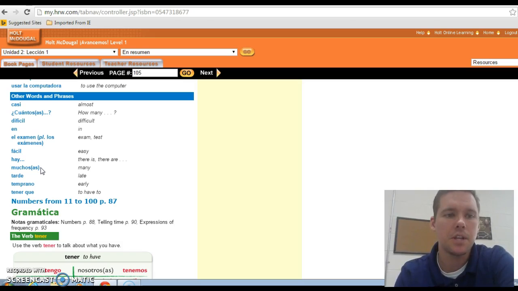So both of these would change their form depending on what comes next. If it's a feminine word, you use muchas. If it's a masculine word, you'd say muchos. So a lot of boys or many boys would be muchos chicos or muchos muchachos. Many girls, muchas chicas, or muchas muchachas.